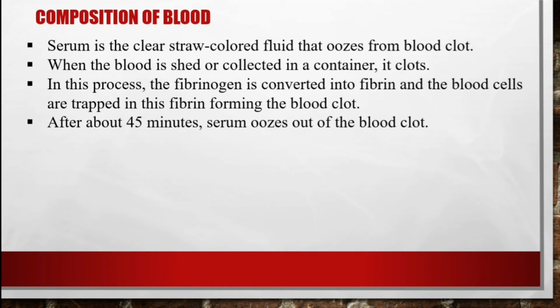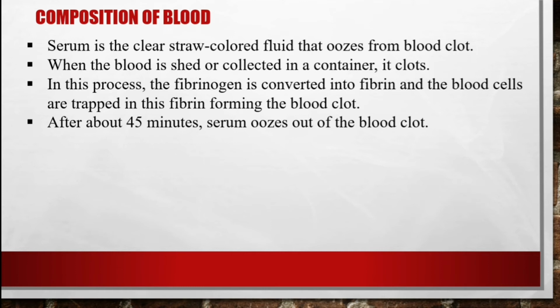Then another important thing is called the serum. What is serum? Serum is a clear straw-colored fluid that oozes from a clot. When blood is shed or collected in a container, it clots. In this process, fibrinogen, which is soluble, is converted into fibrin, which is insoluble, and the blood cells are trapped in this fibrin, forming the blood clot. After about 45 minutes, the serum oozes out of the blood clot.